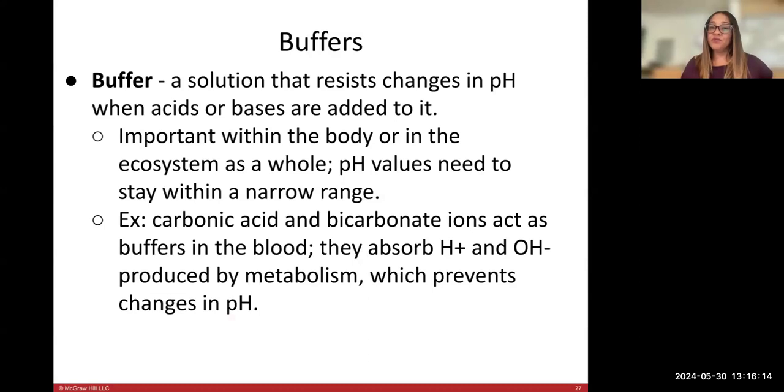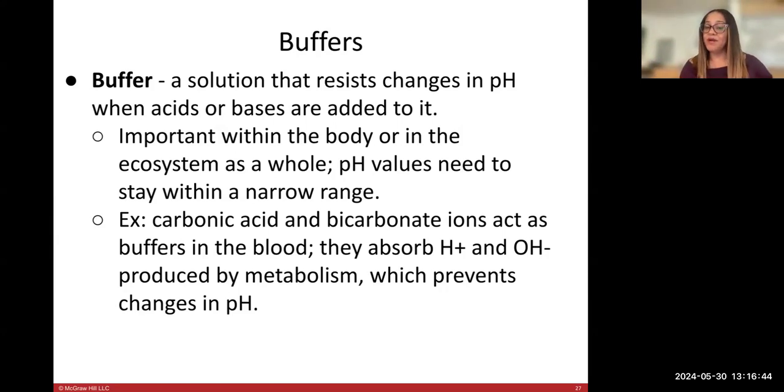A buffer is a solution that resists changes in pH when acids or bases are added to it. It is important within the body or in ecosystems as a whole. pH values need to stay within a narrow range. Just like we talked about in our last chapter, we talked about negative feedback loops. Buffers are very, very important. Our body likes a certain pH, so if it strays from one side to another, it needs to be brought back to that set point.